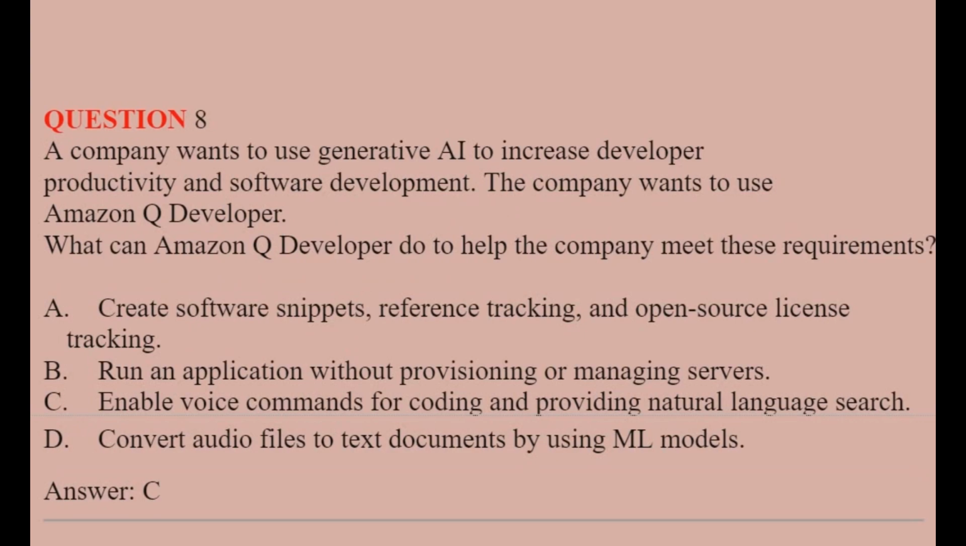Question is, a company wants to use generative AI to increase developer productivity and software development. The company wants to use Amazon Q Developer. What can Amazon Q Developer do to help the company meet these requirements? Option A, create software snippets, reference tracking, and open source license tracking.